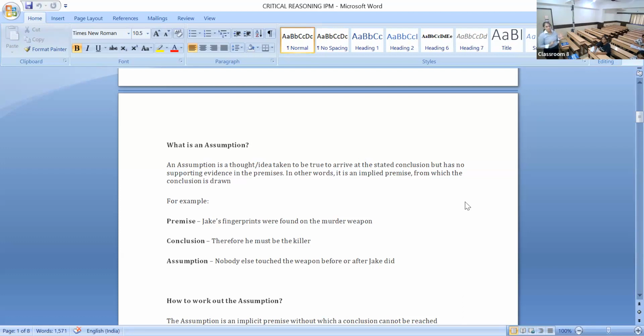Premise, it's pretty much clear that you said it clearly, this is what you found. This is a fact. This cannot be changed. Adish, are you getting it? Premise is a fact. Remember this, please. Conclusion, you know it, what are you concluding from that? He must be the killer, that's why his fingerprints are found. And assumption is that you don't know. You're just assuming something. Clear?